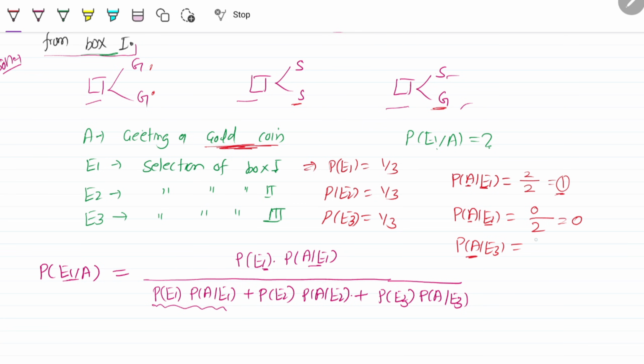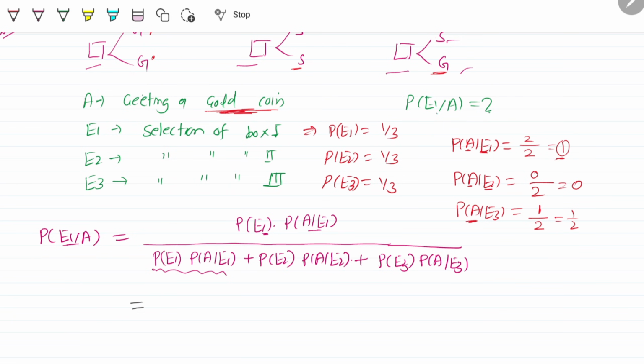E3: 1 silver, 1 gold. In your favor, only 1 gold upon 2. So it is 1 by 2. Okay, put all these values here. You will get your answer.